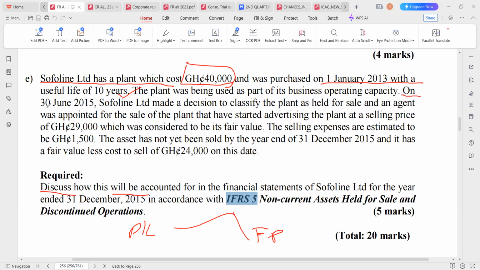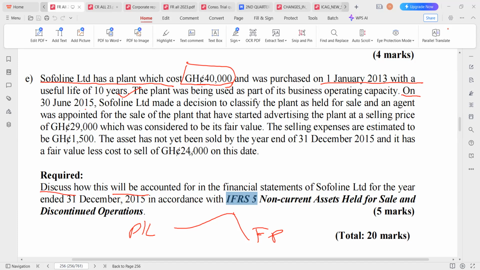However, on 30th of June 2015, how many years since they bought the asset? How many years so that we can calculate accumulated depreciation? At least 2 years. Are you sure? Says 3 years. It's 2.5 years. 2 years, 6 months. Good.